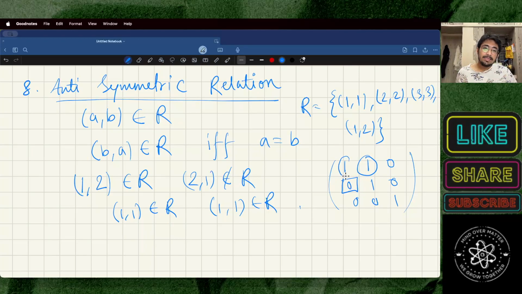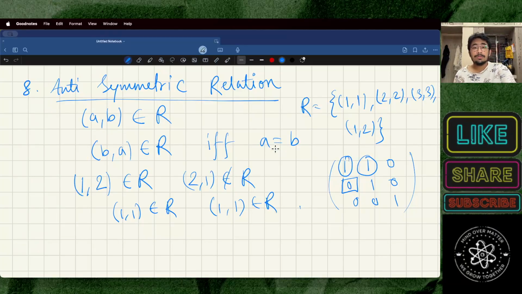Okay, but these things are allowed. 1 is related to 1 and vice versa, 1 is related to 1. So yeah, an antisymmetric relation can also contain elements like this. So yeah, these are the types of relation.